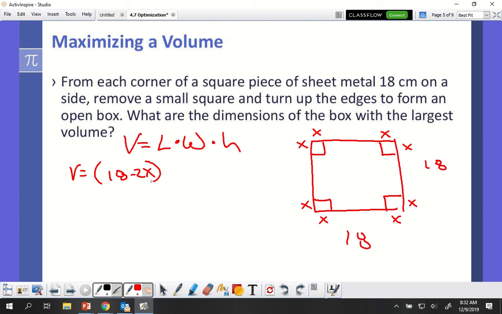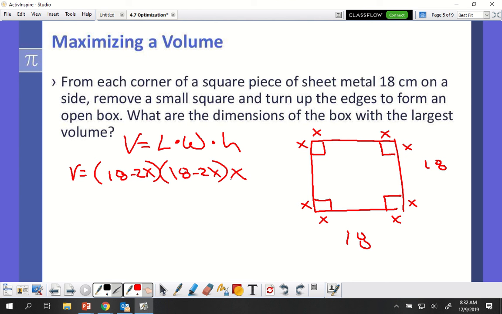The same. Okay, it's 18 minus 2x. So I'm starting off with a square. Quite often you don't start off with a square, you start off with a rectangle. So 18 minus 2x. And what about that height? What's going to be the height? Just x. Just x right there.